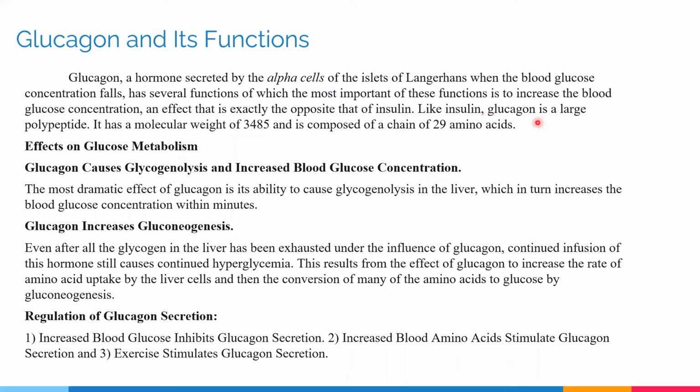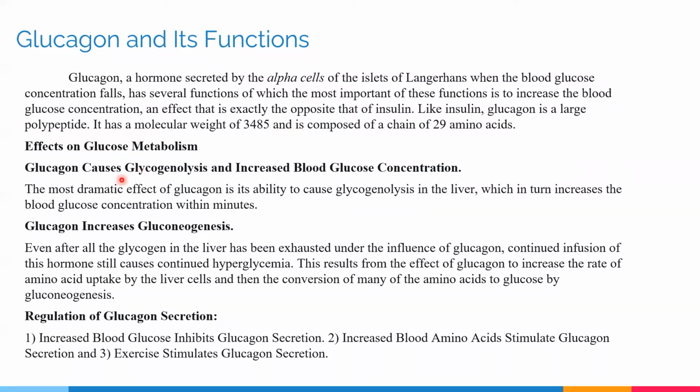Like insulin, glucagon is a large polypeptide. It has a molecular weight of 3,485 and is composed of a chain of 29 amino acids. Now let us look into the effects or the functions of glucagon, first of which include effects on the glucose metabolism.